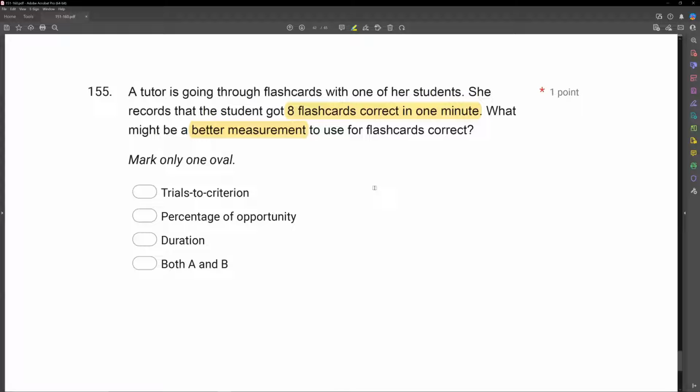Duration is not going to be better than rate. Rate is still better than duration given what we need to know, which is an aspect of frequency. But what is going to be better might be a trials to criterion or a percentage of opportunity. So our answer is going to be D, both A and B.